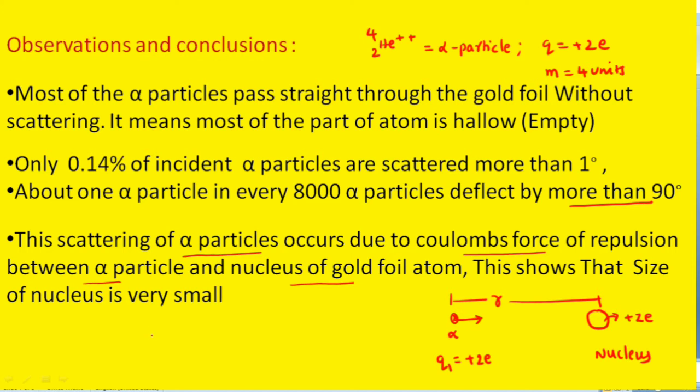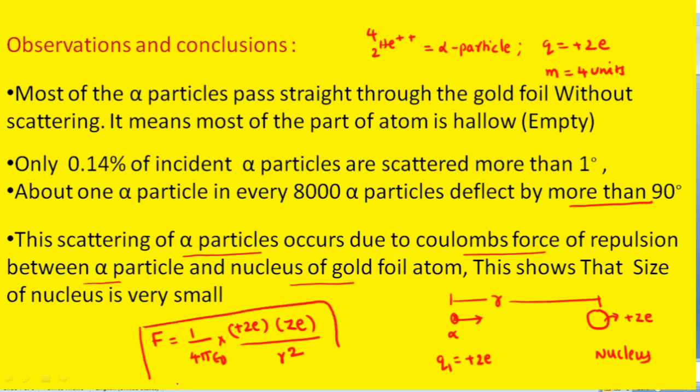And there exists some force between them, that is the Coulomb force. We know 1 by 4 pi epsilon naught into q1 q2 by r square. q1 is plus 2e, and q2 we can take as the nucleus charge, Ze, by r square. This is due to the Coulombic repulsion force between the alpha particle and nucleus. What happens? Scattering occurs.